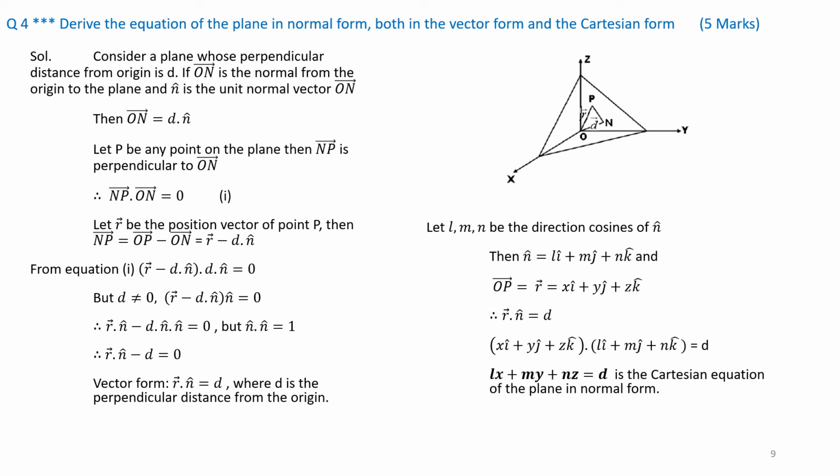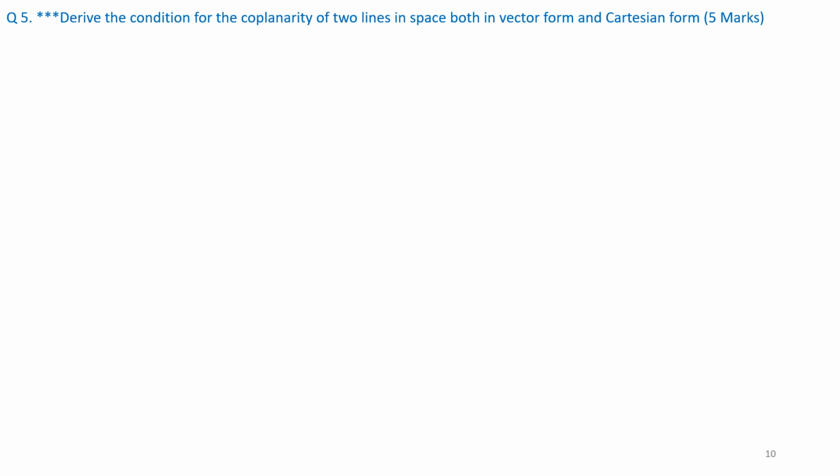Derivation. Next question. Derive the condition of coplanarity of two lines in space, both in vector form and Cartesian form.